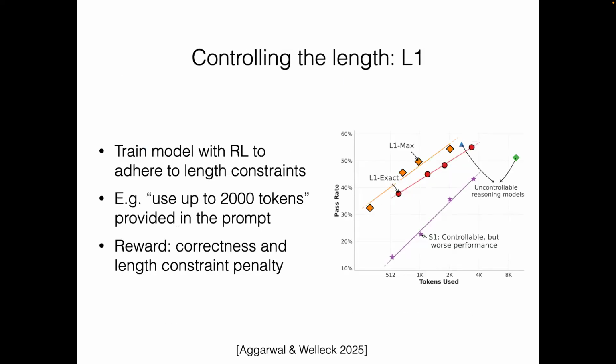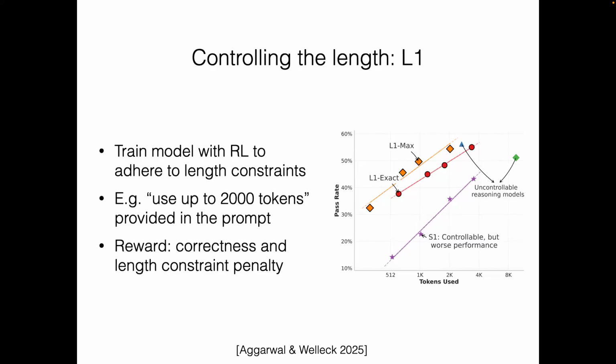Oh, I put this in the wrong order. So then, yeah, this is the method I was telling you about before. We basically train the model specifically to adhere to a length constraint. So the idea is in the prompt, you could say use up to n tokens. And then in the reward function, instead of just having correctness, you could have some penalty if the model doesn't adhere to the constraint.